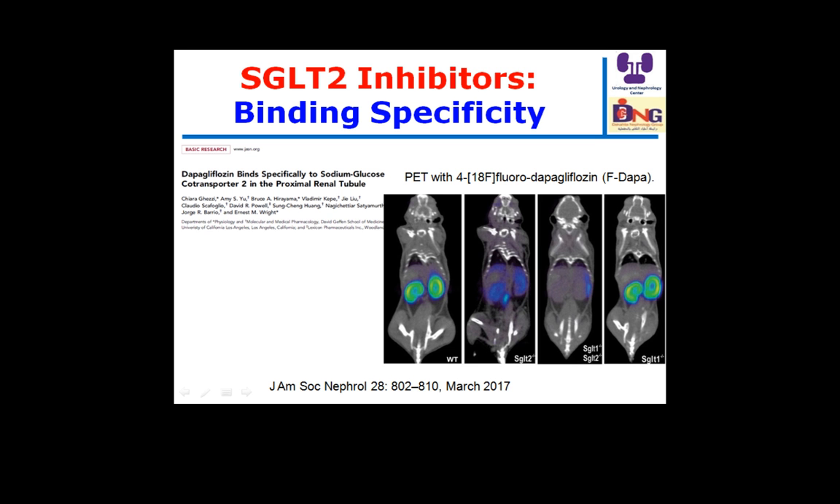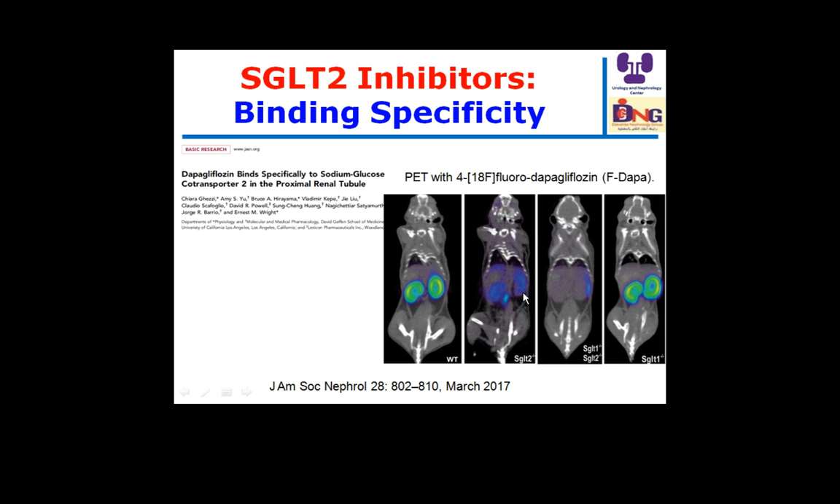Regarding the specificity for sodium glucose cotransporter 2 inhibitors, this is a rat experimental model using PET scan with dapagliflozin, so it is FDAPA. Here, these are the wild type rats. If you look here, dapagliflozin is taken up by the kidney.